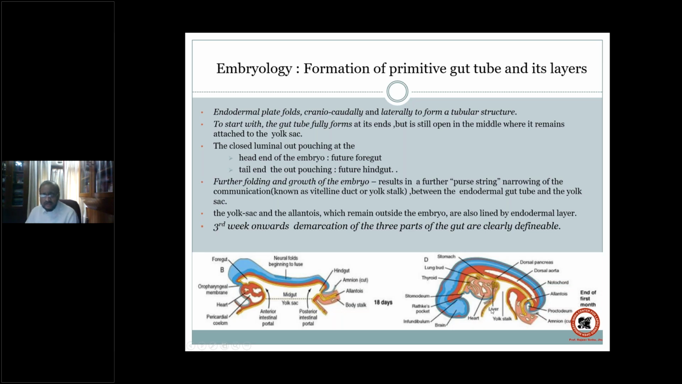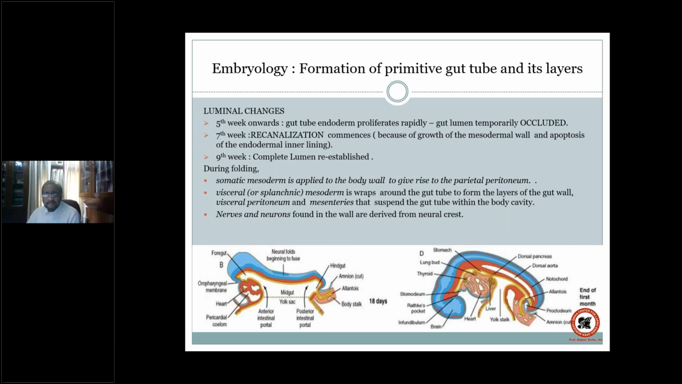So at the end of the third week onward, the demarcation of the three parts of the gut is clearly definable. You can see the three parts of the gut. Now what happens is luminal changes occur. From the fifth week onwards, the gut tube endoderm proliferates rapidly. So this tube, which was formed, the foregut and the hindgut and part of the midgut, which was initially tubular, is now occluded. Why? Because there is a proliferation of the endoderm.